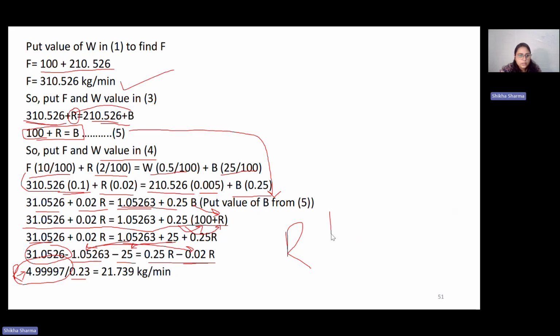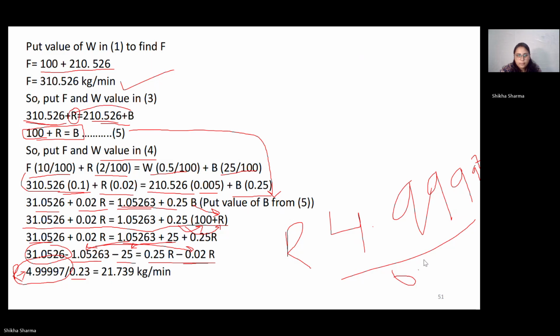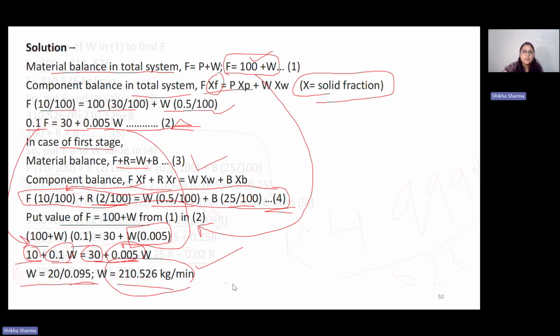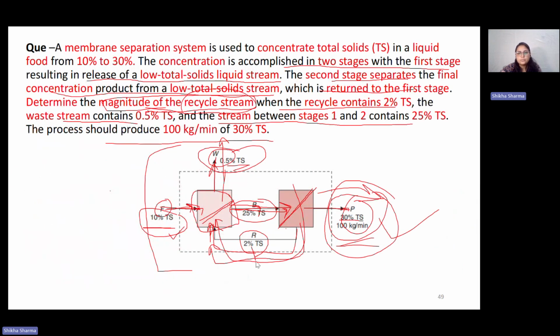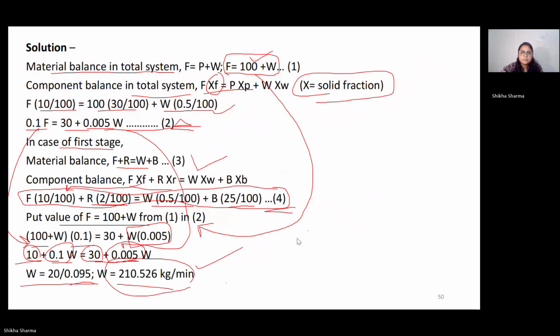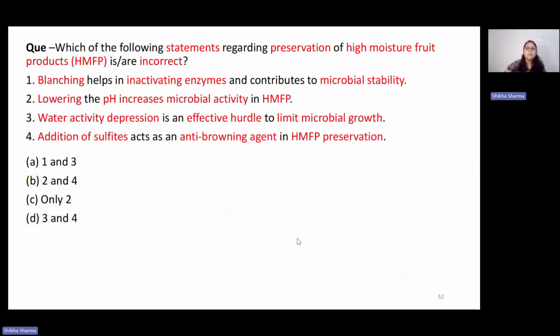So R would be 4.99997 divided by this 0.23. It would be 21.739 kg per minute is the R value, which is the recycled stream value. I hope this question is clear.